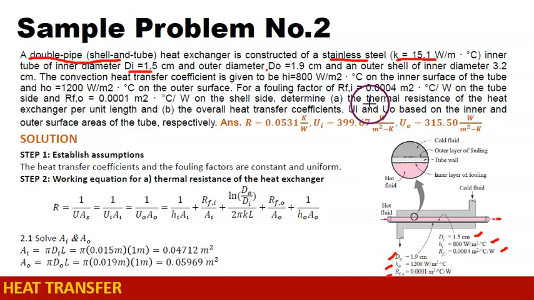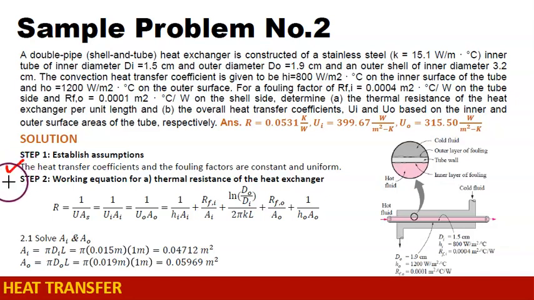So we are to determine the thermal resistance of the heat exchanger per unit length and the overall heat transfer coefficients UI and UO based on the inner and the outer surface areas of the tube. Our assumption for this problem is that the heat transfer coefficients and the fouling factors are constant and uniform.